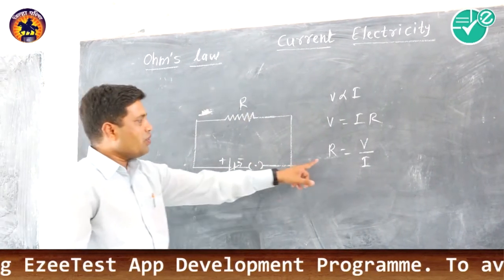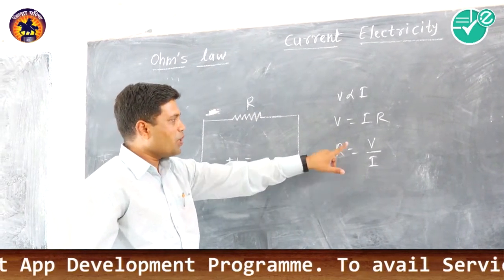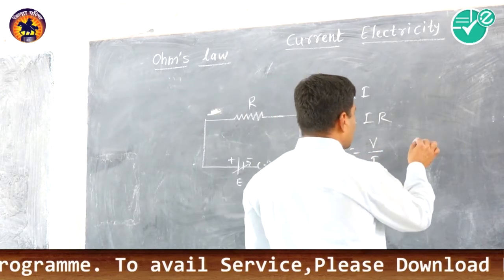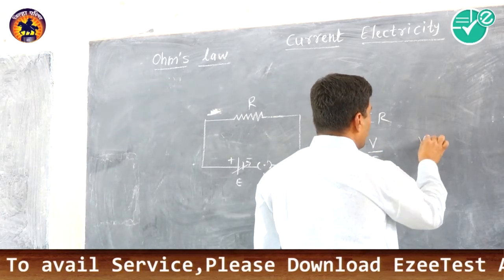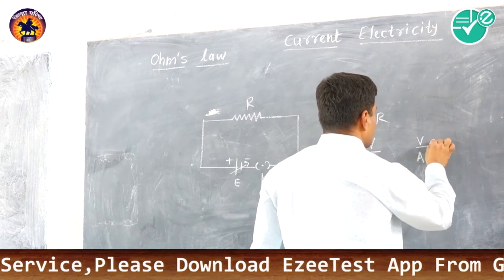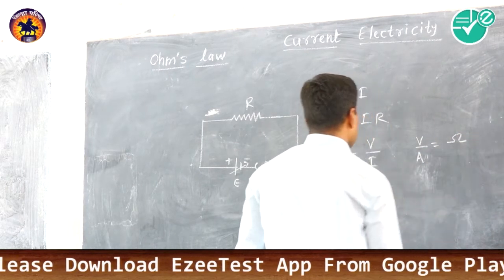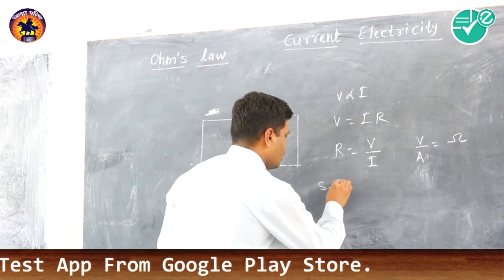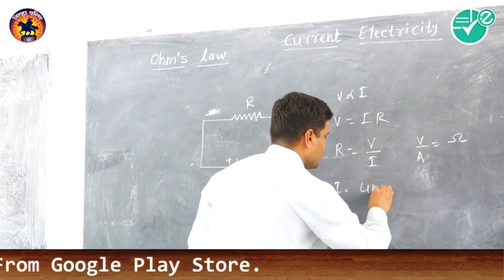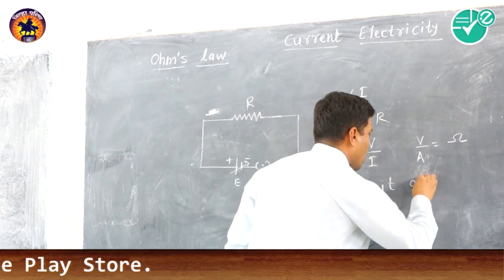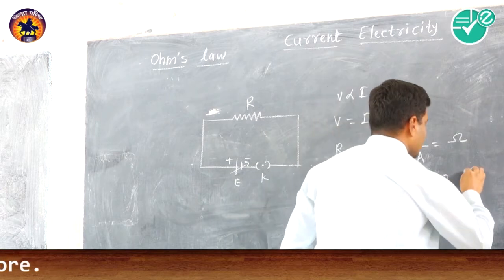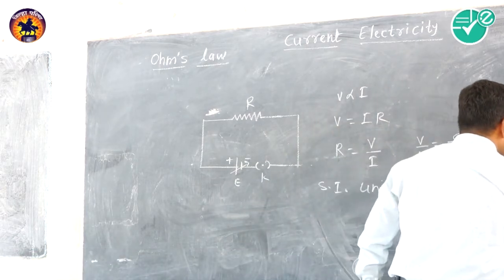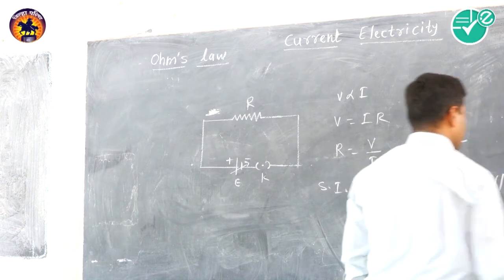So what is the unit of resistance from this equation? V is measured in volt and I is measured in ampere. So volt upon ampere, which is also called ohm. So the SI unit of R is volt per ampere, or simply ohm.